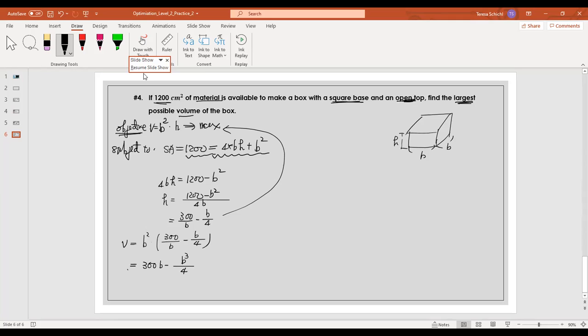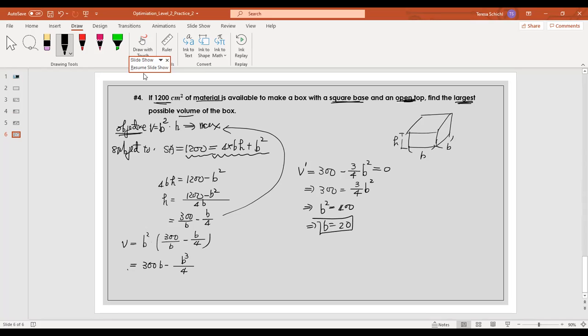Okay, now the next thing is take the derivative. So the derivative here is 300 minus 3 over 4 b squared, right? You set it equal to 0, and then you solve for b. So you have 300 is equal to 3/4 b squared. Then you will get b squared is equal to 400. So what is b? b is equal to 20, right? Okay, so b is equal to 20.